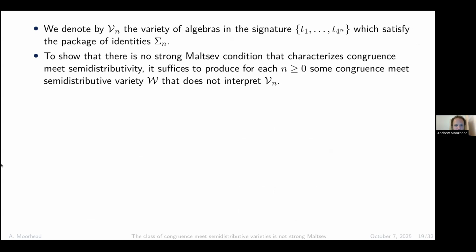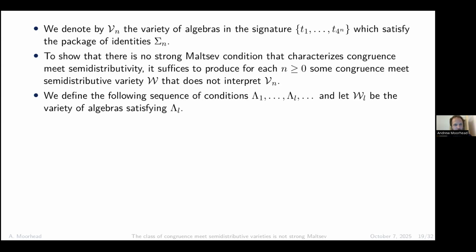Sorry, just one moment. Well, okay, we just need to produce some congruence meet semidistributive variety that doesn't interpret Vn for each n greater than or equal to 0. So I'm claiming that the condition is not strong, so this has to be the case for actually the sigma n's. But these conditions are somewhat cumbersome to work with. So I wanted to try to find the simplest one that I could find, and see that I could argue that it doesn't have sigma n terms.